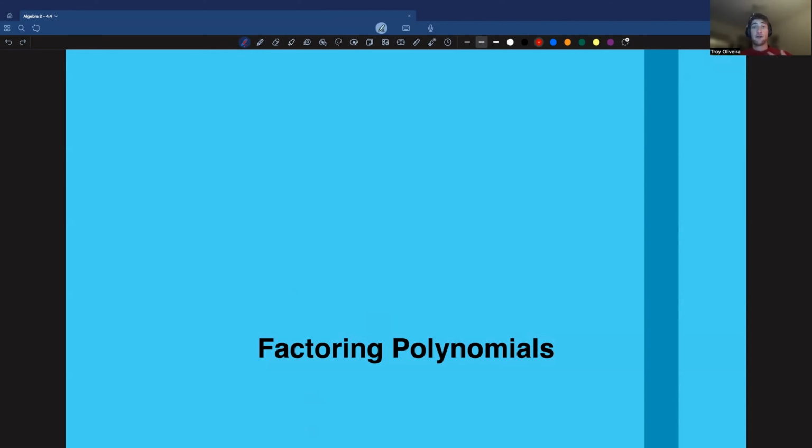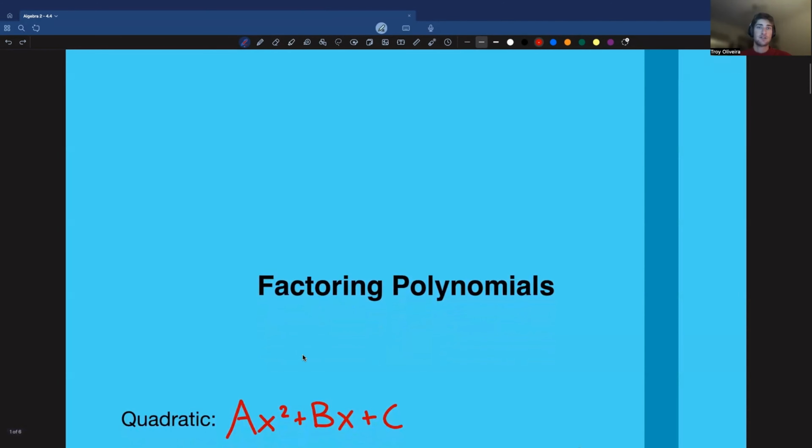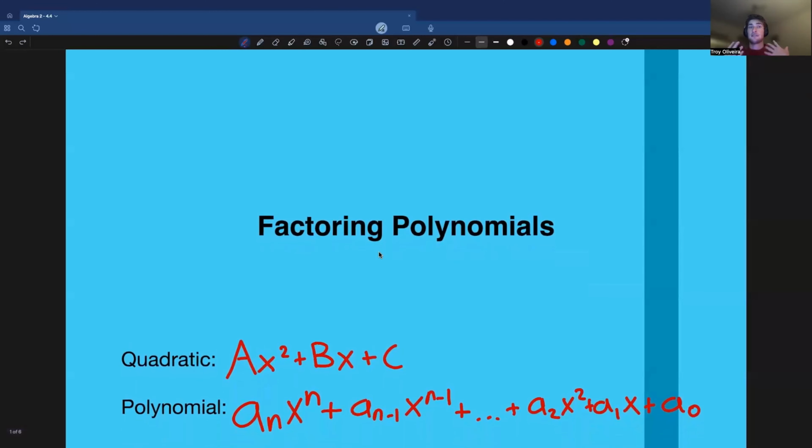So when we say we are factoring something, we should at this point know how to factor quadratic equations. As a reminder, a quadratic equation is a type of polynomial that is a second degree polynomial and is written in standard form, ax squared plus bx plus c. We've learned a couple different techniques to factor quadratics, and today we're going to move on to learning techniques about how to factor polynomials in general.